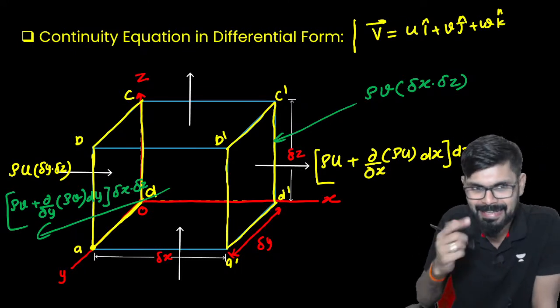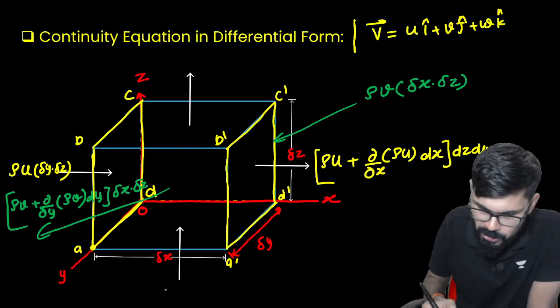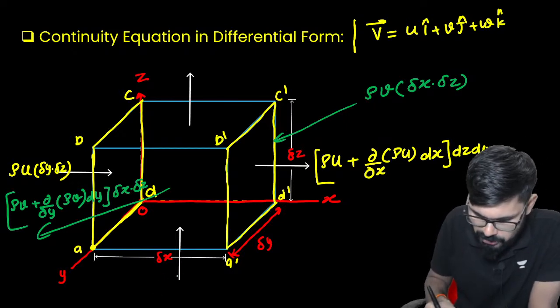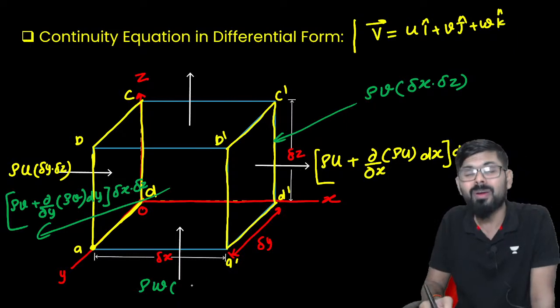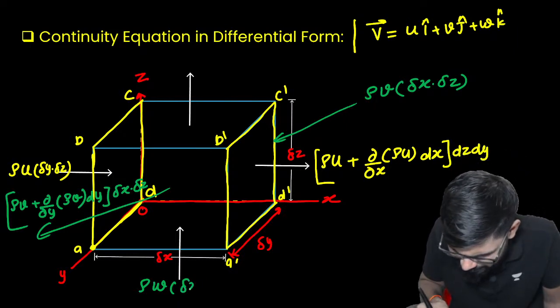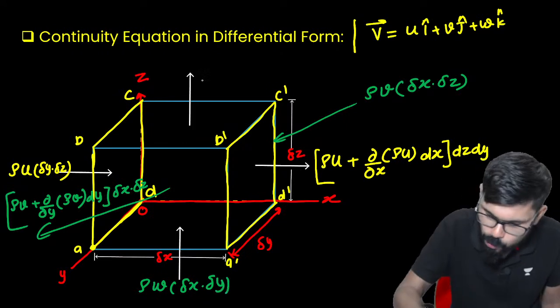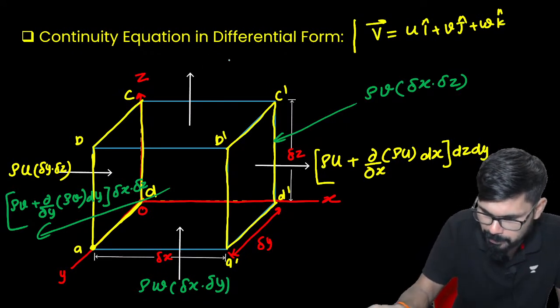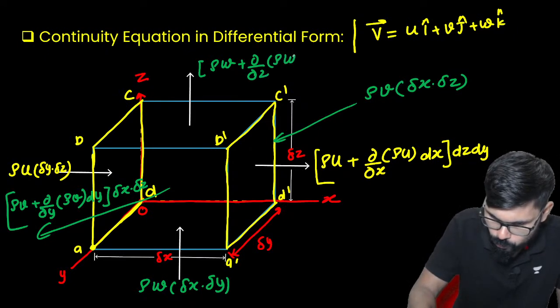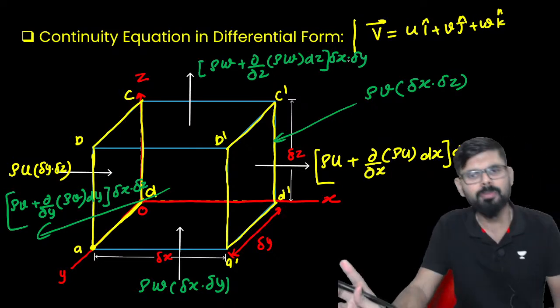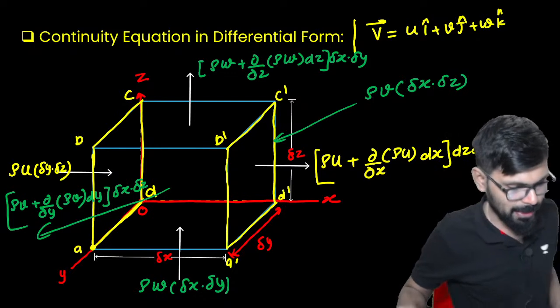Let's talk about the z direction. So in the z direction, this is the positive direction, and I'll start from this side. Here it is entering with w velocity. So rho into w into area. What is the area in the z direction? That is delta x into delta y. Now how much is going to leave? The leaving value will be rho into w plus dou by dou z of rho into w into dz, into delta x delta y. This is from Taylor expansion, right? So in all these three directions I am concluding here.